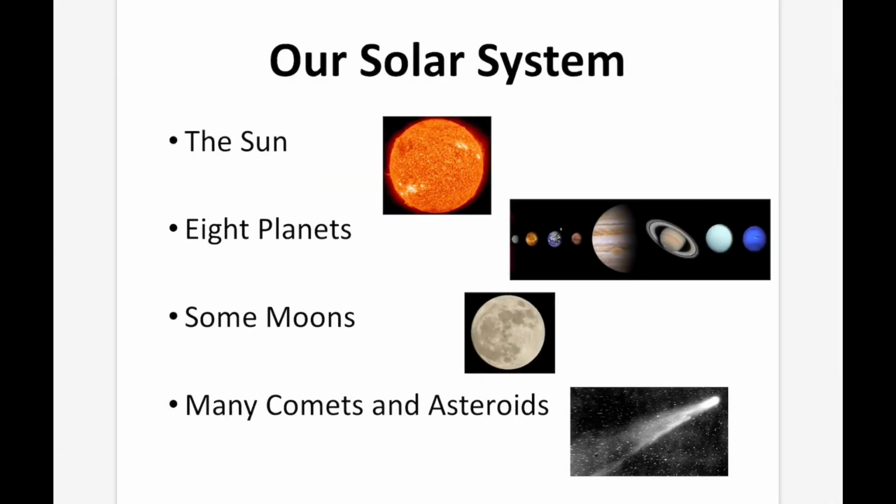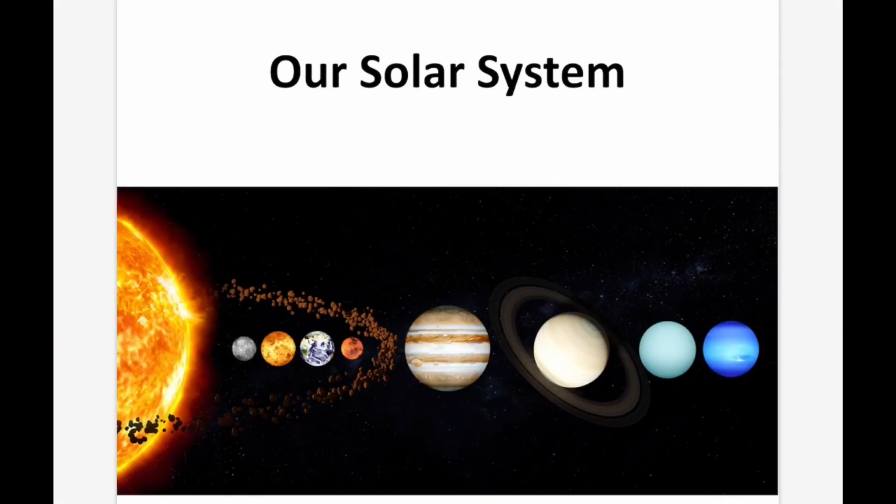Our solar system. Our solar system is made up of the Sun, the 8 planets, some moons, and many comets as well as asteroids. And you can see our solar system right here. So at the center of our solar system, we have the Sun, which gives off its own light. It's the only thing in our solar system that does.